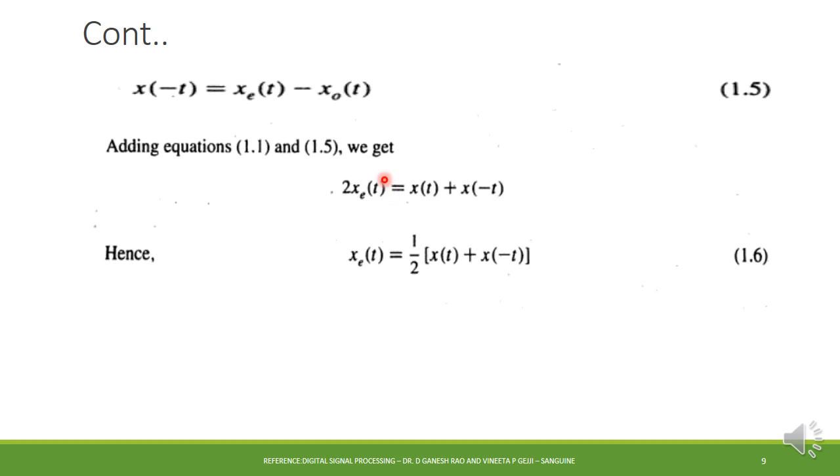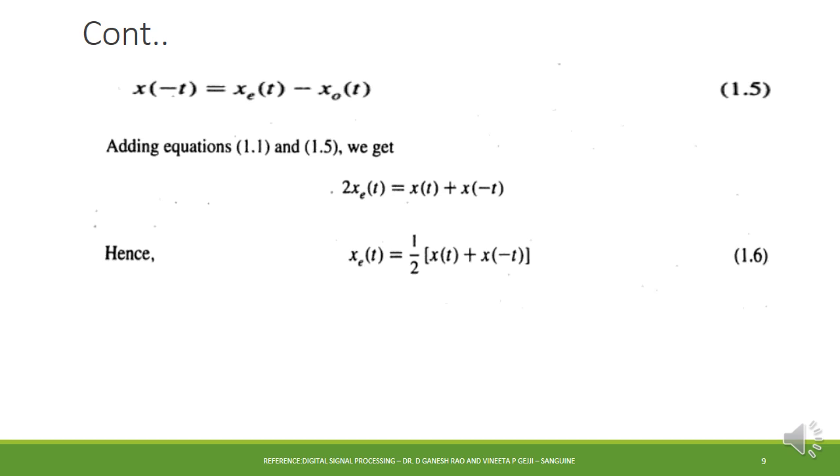In this, what is this xe of t? Xe of t is equal to 1 by 2 times x of t plus x of minus t. It is just simple mathematics. Just try to add that equation, and you are going to get this. Finally, xe of t is nothing but the even part of the signal. What is the even part of the signal? 1 by 2 times x of t plus x of minus t. Let us hope all of you understood this.